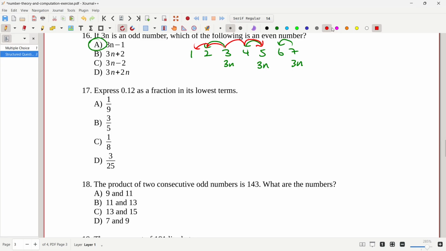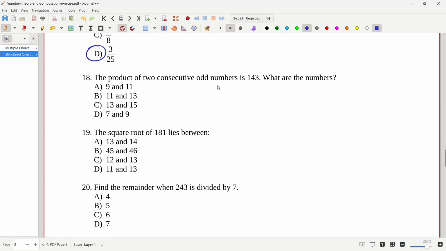Okay, so again, we follow the same format as we did previously. We take 0.12, and for the decimal point, we put a 1 for each digit after we put a 0. So we have 12 over 100. Next, what we're required to do is divide this and put it in its simplest form. So 2 into this is 6, 2 into this is 50, then 2 into this will be 3, and 2 into this will be 25. So 3 over 25.